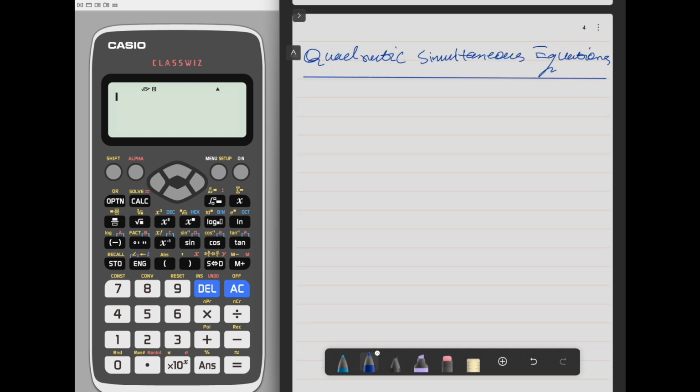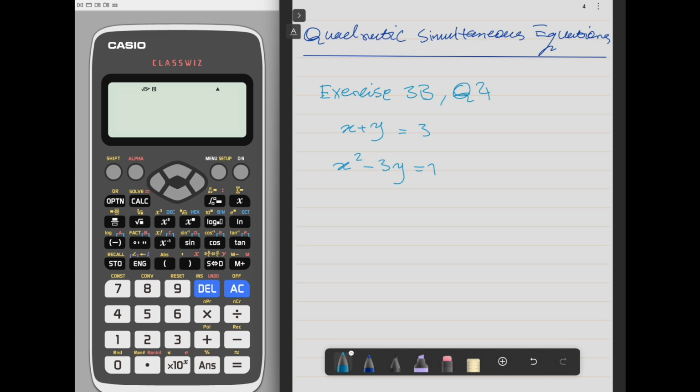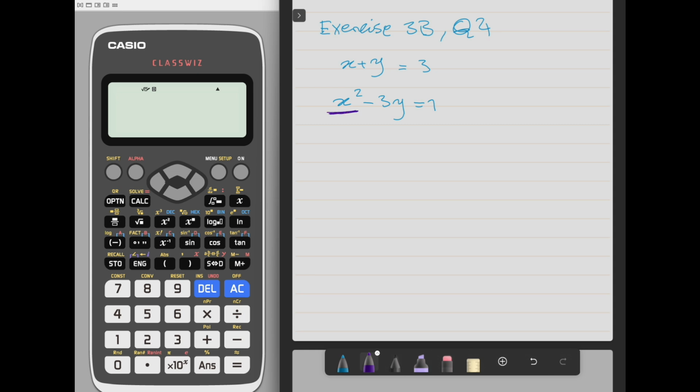Okay, then let's go. Question 4 of exercise 3B. We have x plus y equal to 3 and x squared minus 3y equal to 1. Guys, for quadratic simultaneous equations, you have to use substitution. Substitution is your only way of doing this. I have a power of 2 for x, and it's just a y here, and I don't have y squared, so it will be easier for me to substitute in the place of y. So I will write this equation in terms of y. y will be equal to 3 minus x, right?